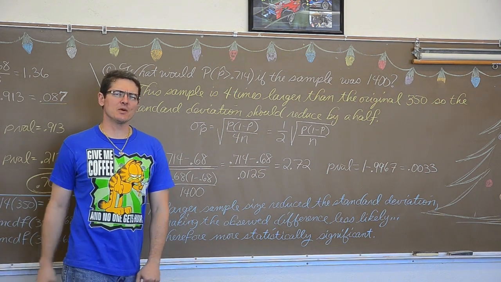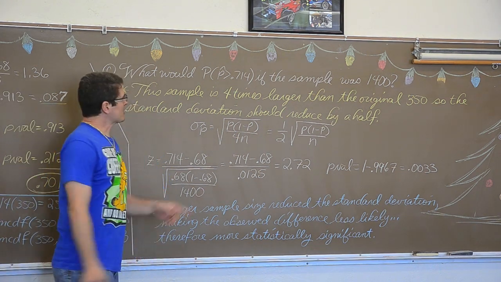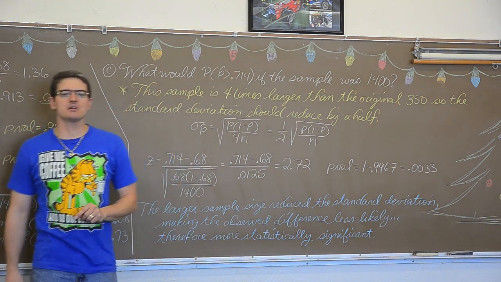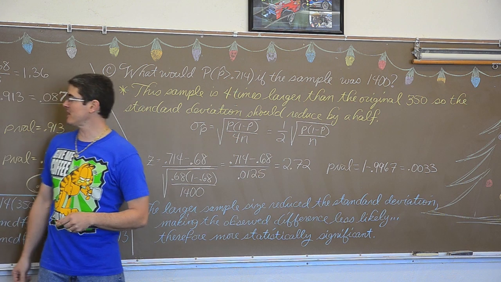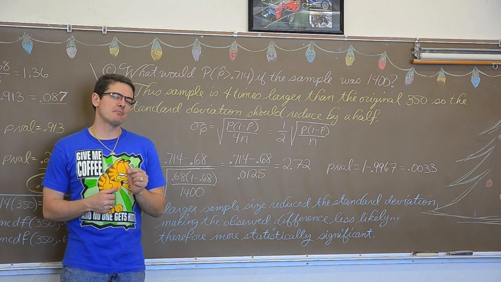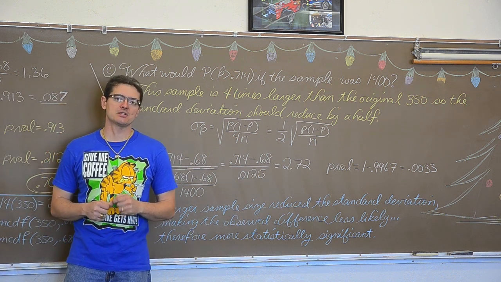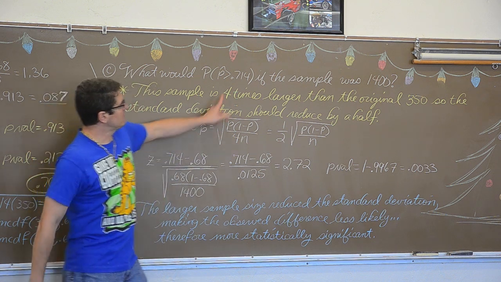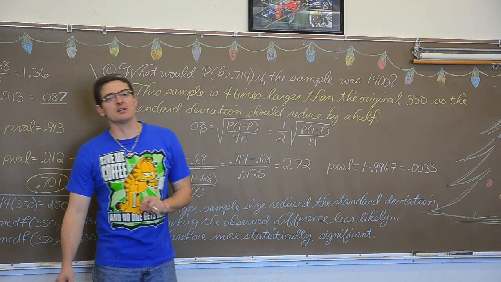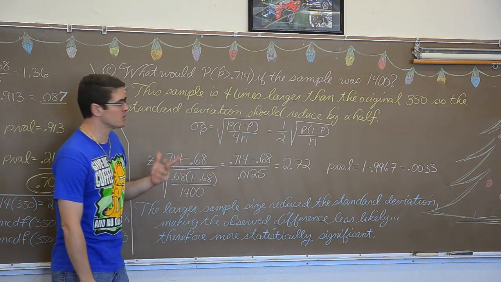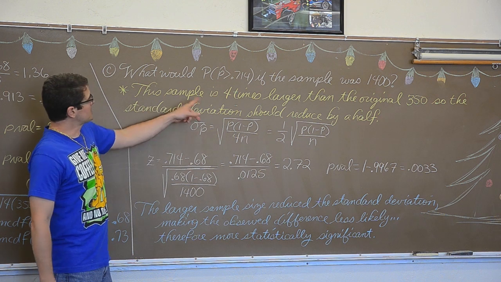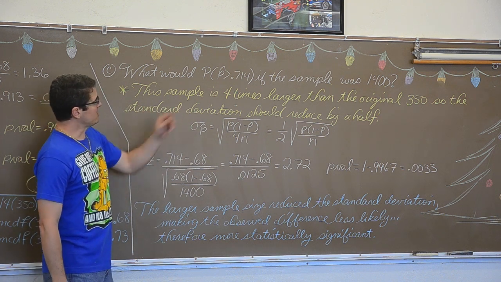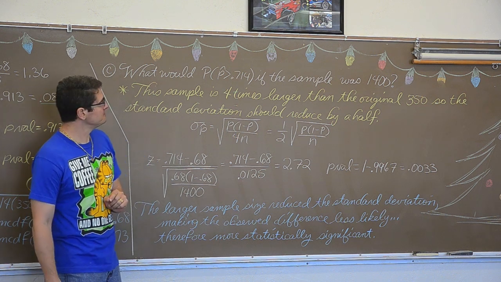What are the effects of increasing the sample size? So I'm going to go back to my original example. What is the probability that the sample proportion exceeds 0.714, the same probability as before, when we had a 8.7% chance of observing a statistic larger than 0.714. But now I'm going to make my sample size 1400. It's a much larger sample size. Well, let's do a little bit of algebra review. This sample is 4 times larger than the original 350, so the standard deviation should be reduced by a half.